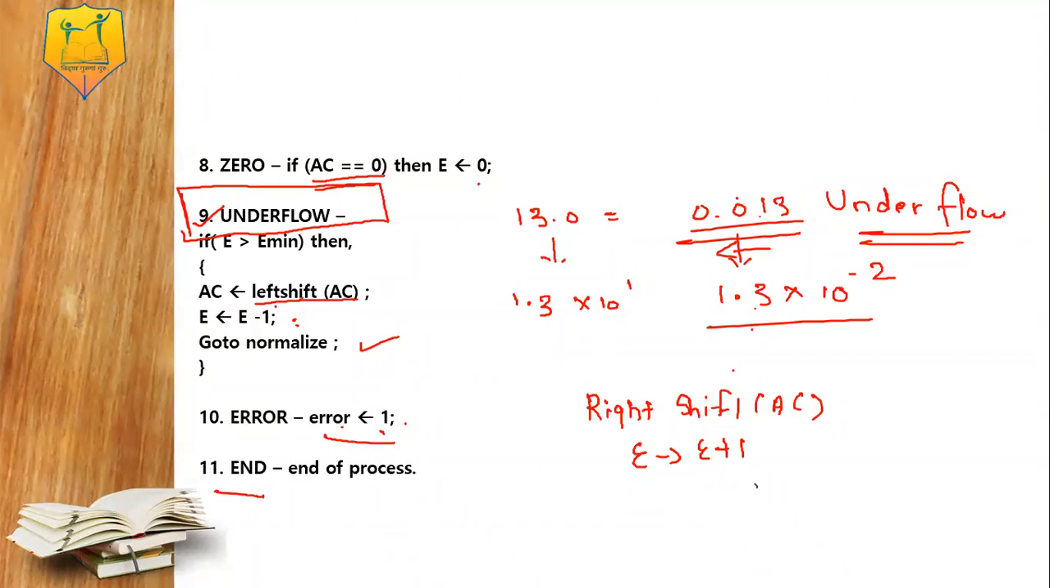See this example, I took this. Waha pe mujhe kya karna hai? Left shift karna hai. And if it is left shift, guys, then simple hai. I cannot increment exponent. I have to reduce it by 1. Okay. If I do left shift of AC, then I have to reduce my exponent. Okay, that key points you have to memorize. Okay, fine. It is simple hai, bahut simple hai, but it's quite difficult to memorize.